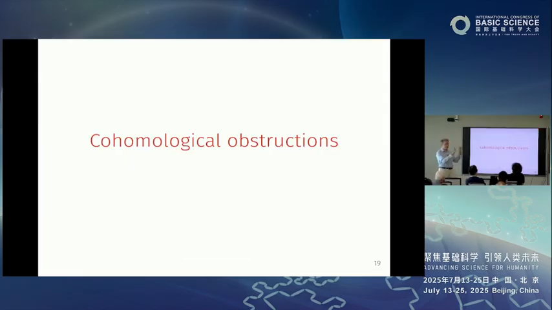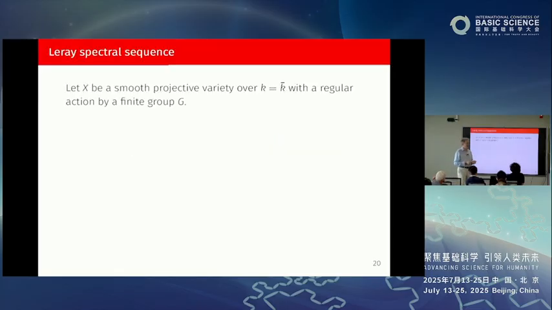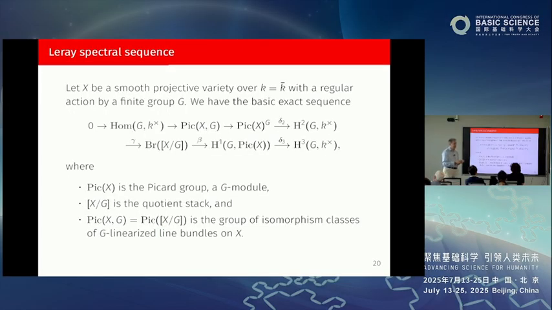All right, so this is just background. And how are we going to deploy these things in geometry? There are some cohomological obstructions that emerge. If you have a smooth projective variety over an algebraically closed field with a regular action of a finite group G, then there is an exact sequence that comes out of a Leray spectral sequence for the G action, which looks like this. Pic, of course, is familiar.